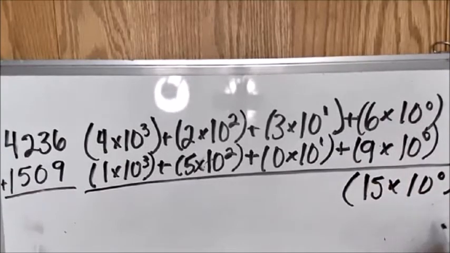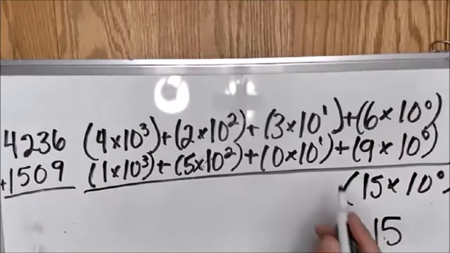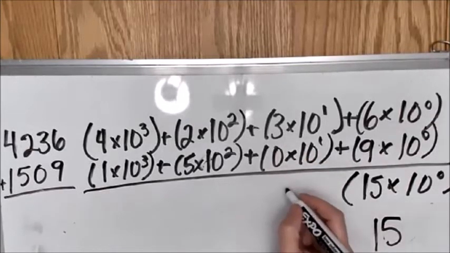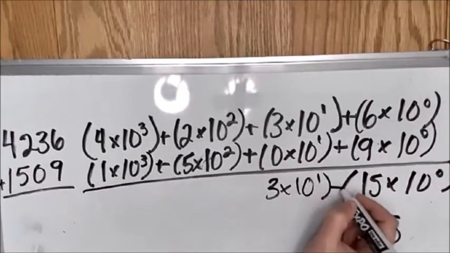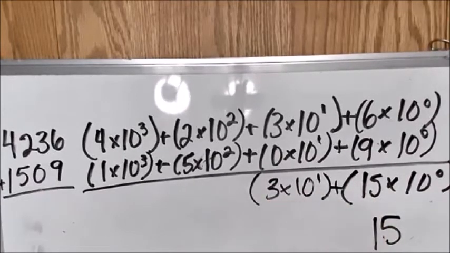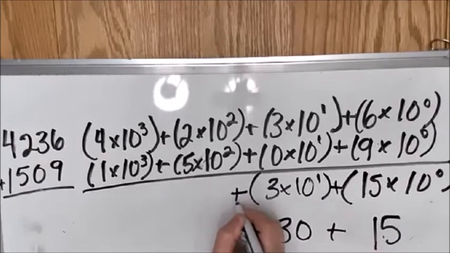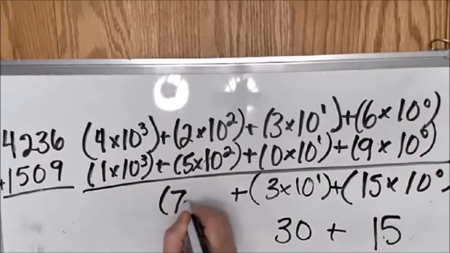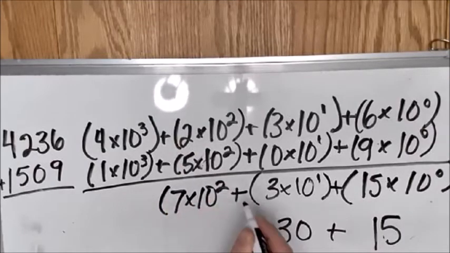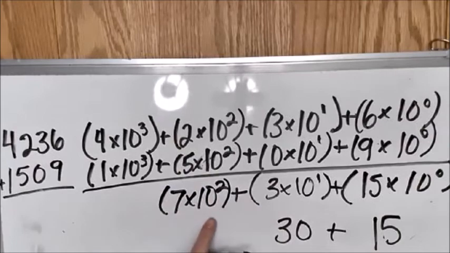What is 15 times a unit? 15 times 1? 15. Okay. What is 3 plus 0? 3. 3 times 10 to the first? 30. Now let's add this. 5 plus 2? Is 7. 7 times 10 to the second power. 7 times 100. 700.